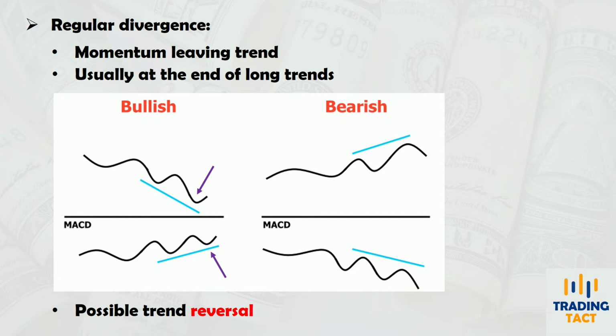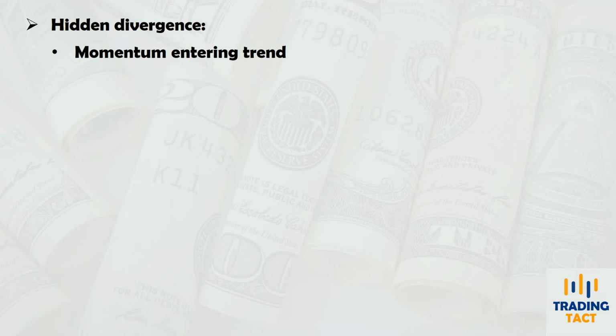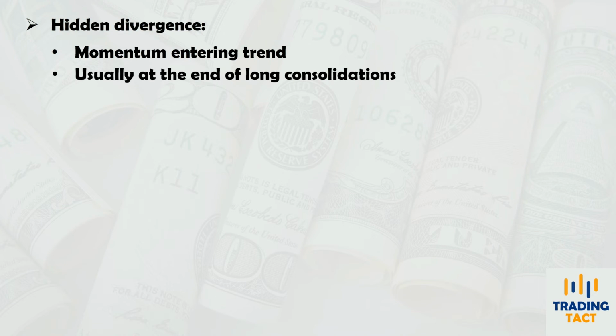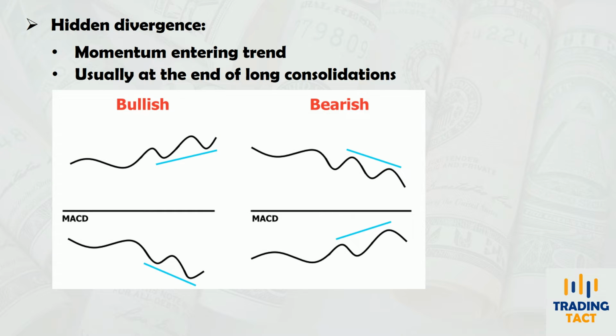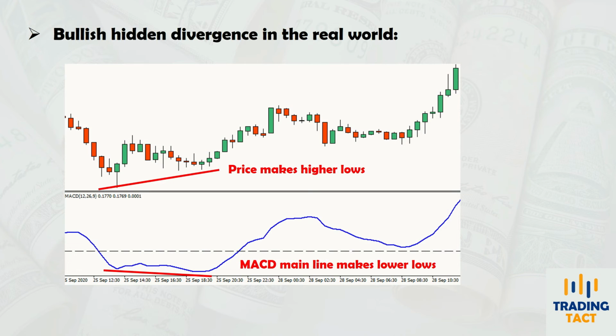Now for hidden divergences. A hidden divergence indicates momentum entering the trend. It usually occurs towards the end of long consolidations. For example, during an uptrend, a hidden bullish divergence occurs when prices make a higher low, but the MACD makes a lower low. This signals possible trend continuation. Note that real price action is never as clean as the textbook diagrams above. Here we have a bullish hidden divergence between prices and the MACD main line.